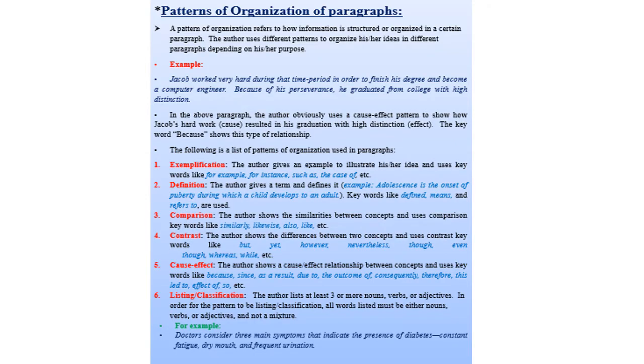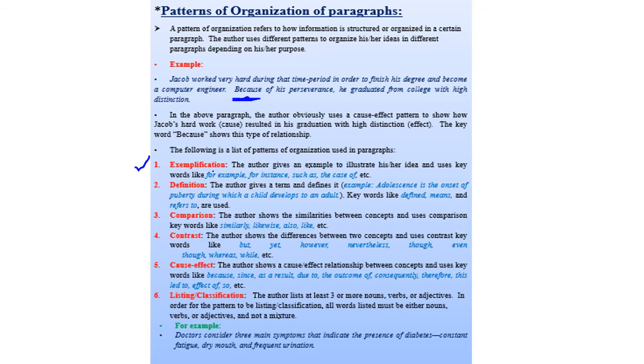Patterns of organization. How is the paragraph organized? Okay. This refers to how information is structured or organized in a certain paragraph. The author uses different patterns to organize his or her ideas. For example, Jacob worked very hard during that time period in order to finish his degree and become a computer engineer. Because of this, mind the clues, because of his perseverance, meaning willpower and hard work, he graduated from college with a high distinction. So obviously in the above paragraph, what is the pattern of organization? It's cause-effect.